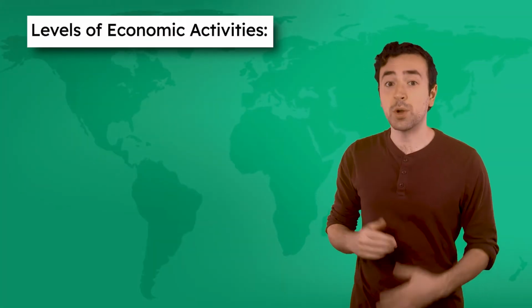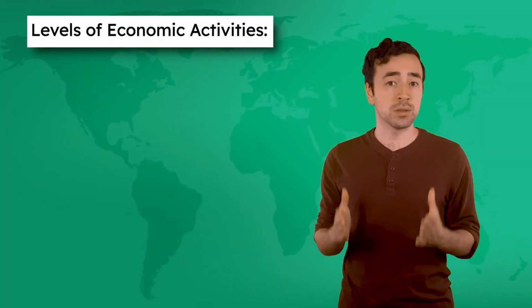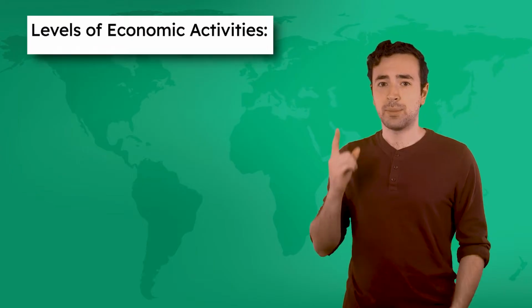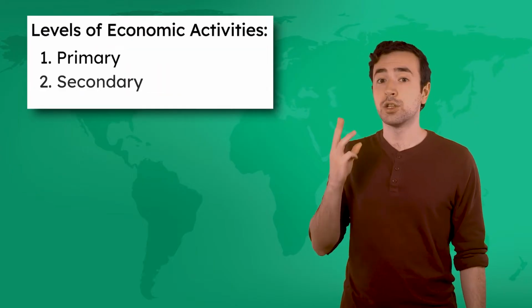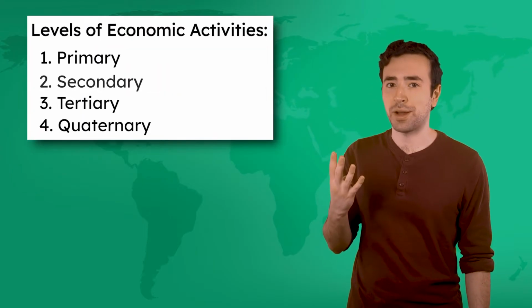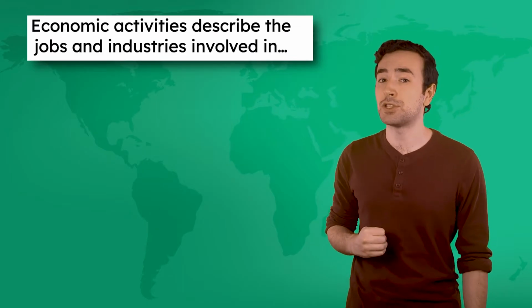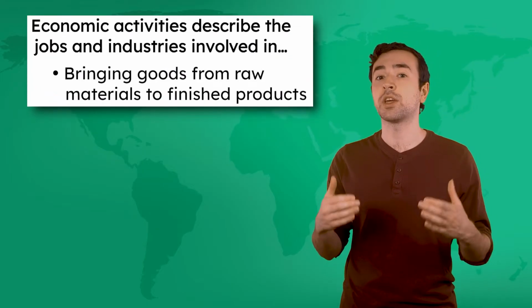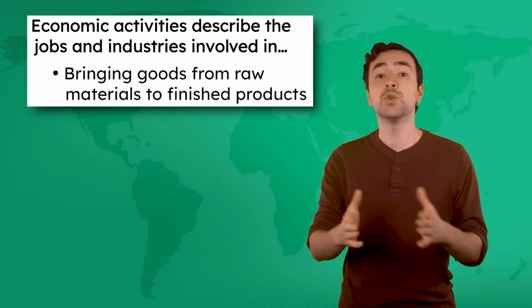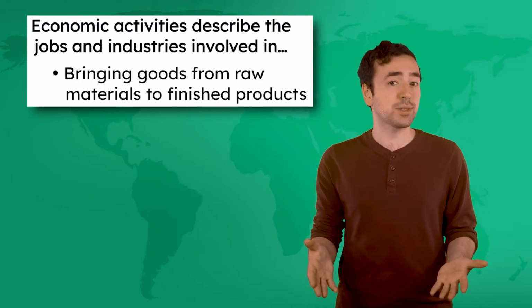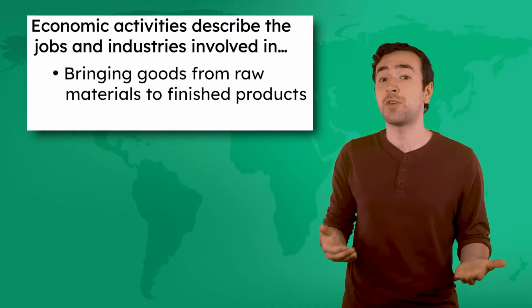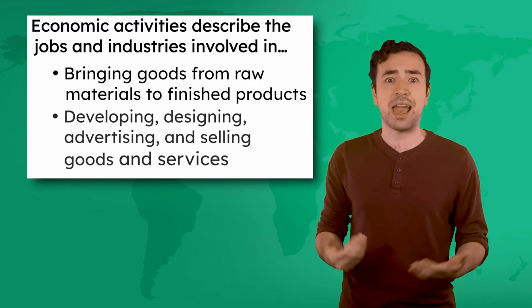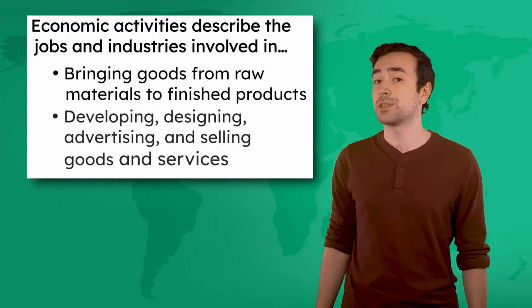Before we can help Lauren, we need to understand the four levels of economic activity: primary, secondary, tertiary, and quaternary. These levels describe the different jobs and industries involved in bringing goods from raw materials to finished products. Plus, they describe the jobs and industries involved in developing, designing, advertising, and selling goods and services.